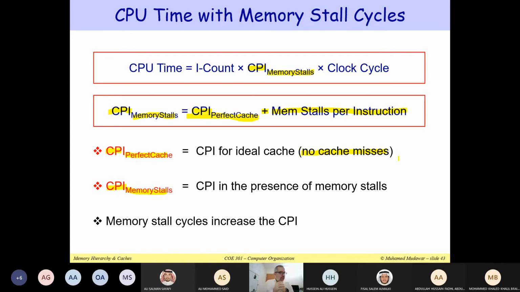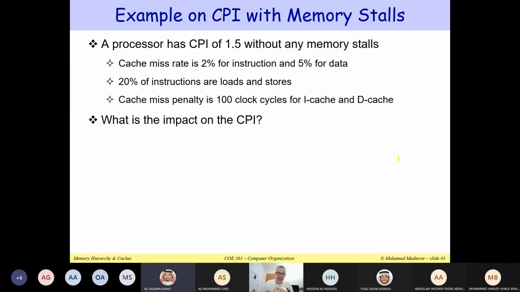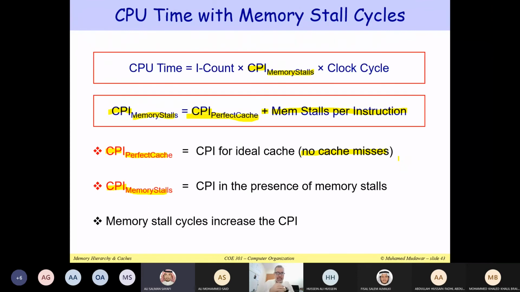That's how we calculate now the new CPI. Doctor? This is an example. Yes. But if we have a perfect cache, the memory will not be stale, right? So basically, if I have zero cache misses, the memory stall cycles per instruction will be zero, and therefore the CPI will be just the CPI of a perfect cache.